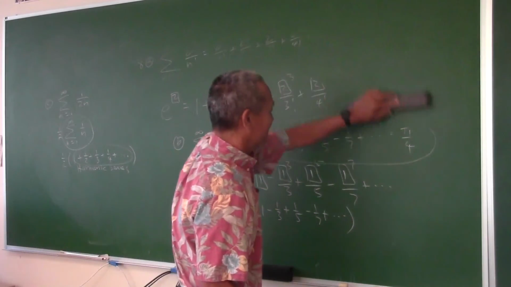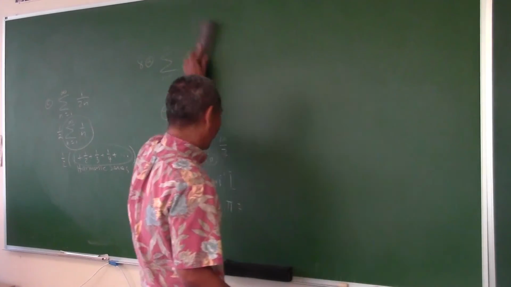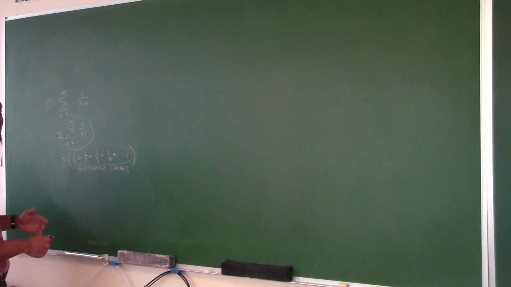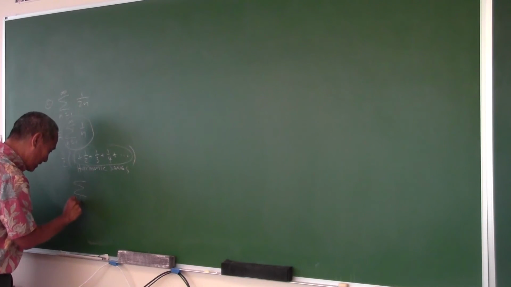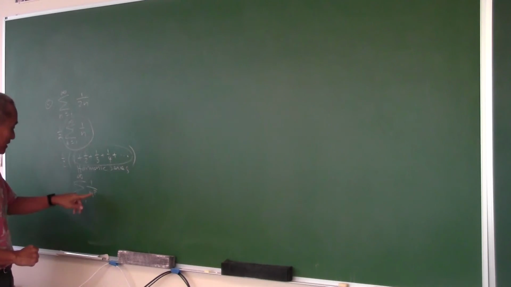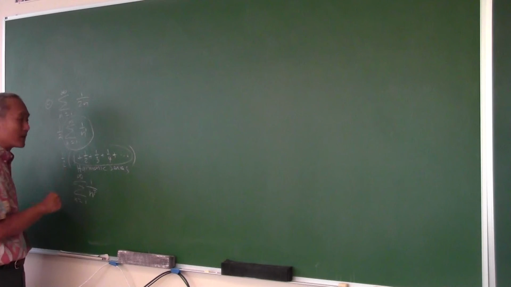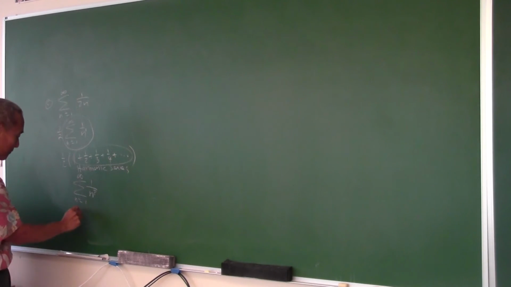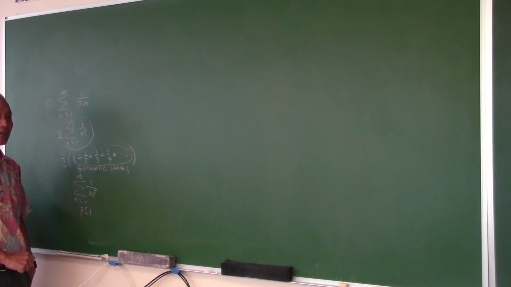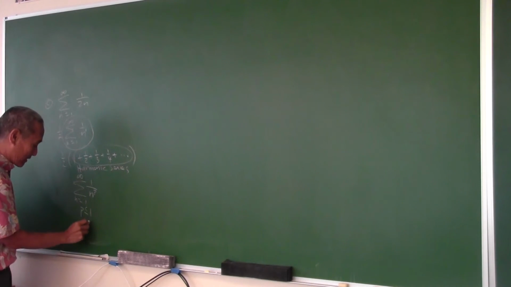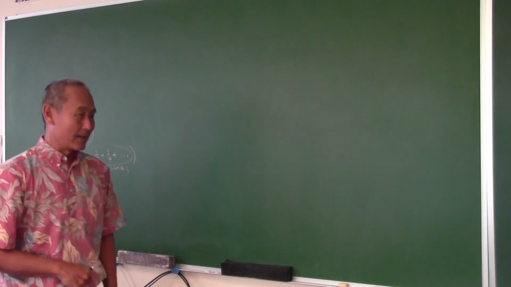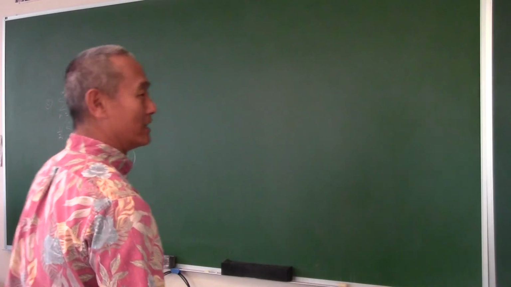Anyway, just to refresh your memory, the harmonic series is a special case of the p-series. Remember this? Sigma n equals 1 to infinity of 1 over n to the p. This is just a case where p is 1. And remember, if p is less than or equal to 1, the series diverges. If p is greater than 1, the series converges. All right, next.